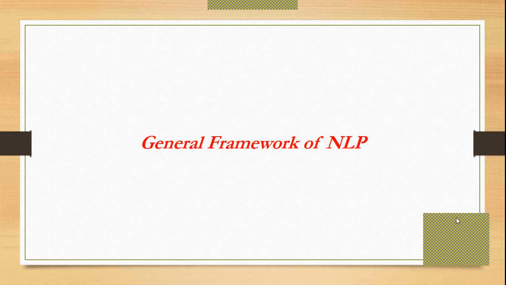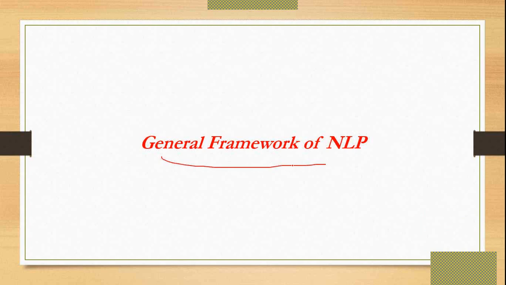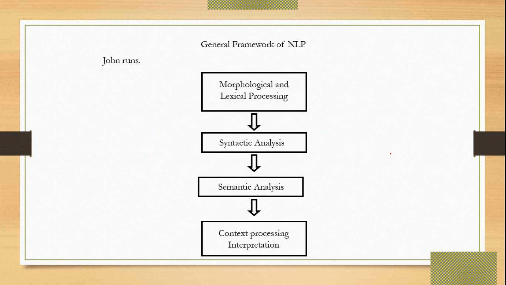So before we implement information extraction, we must understand the general framework of natural language processing. This is the general framework we use for natural language processing. In the first step, we have lexical processing and morphological processing. Then in the second step, we have syntactic analysis, then semantic analysis, and then context processing or interpretation. So these are the four most important steps in natural language processing.